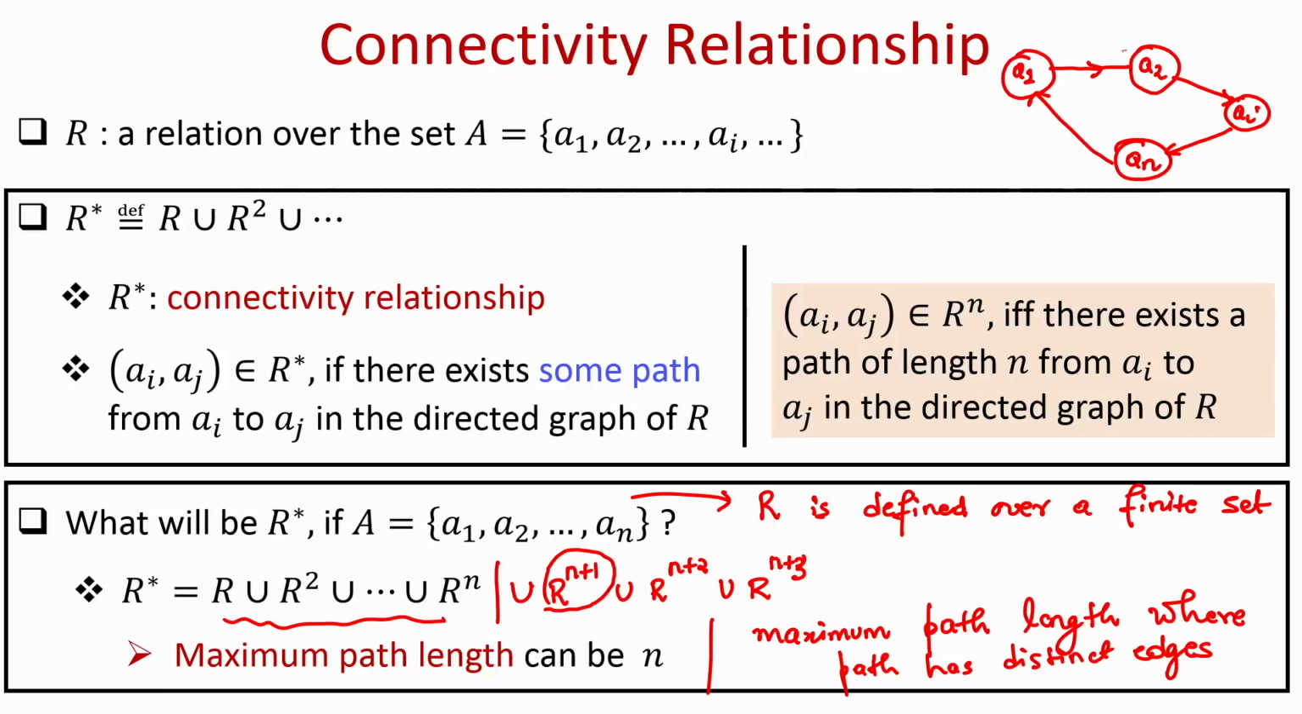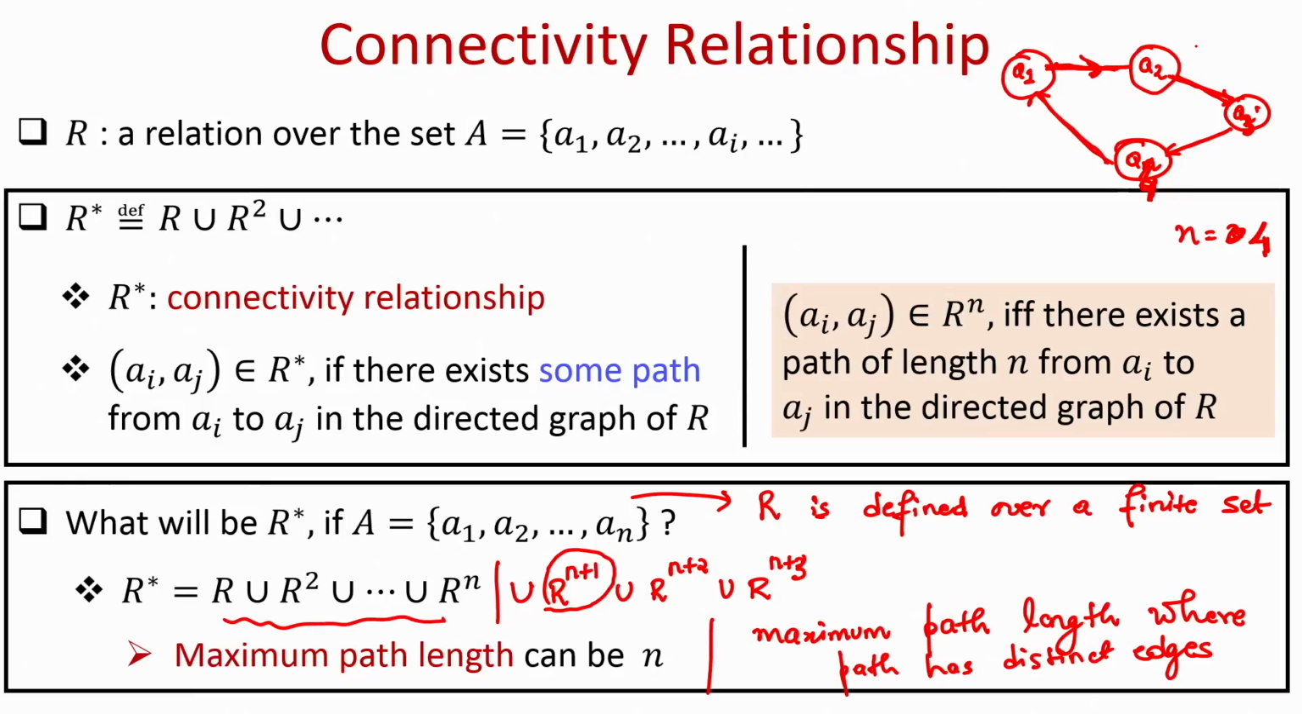That means, say for instance, I have a path of, say, n equal to 3, or say n equal to 4. So, I can say a path of length 5 exists between A1 to A2, because I can go from A1 to A2, that is 1, then A2 to A3, that is 2, then A3 to A4, that is length 3, and then A4 to A1, that is 4, and then again from A1 to A2, that is length 5.